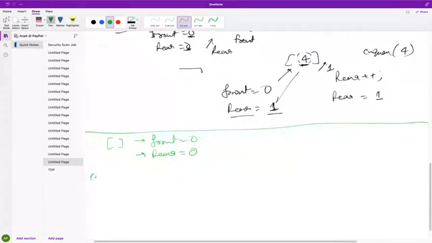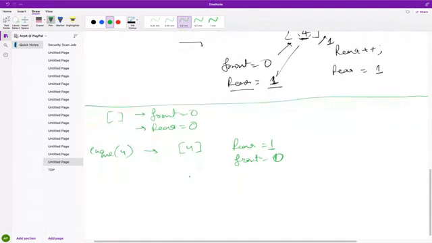Now we got enqueue 4. We have to insert it from the back. Front and rear are right now at the same place because our queue is empty. So now we have inserted the 4 here. Once we insert it from the back, our rear becomes 1 and front is still 0, because rear is telling us this is the next position where we have to insert.